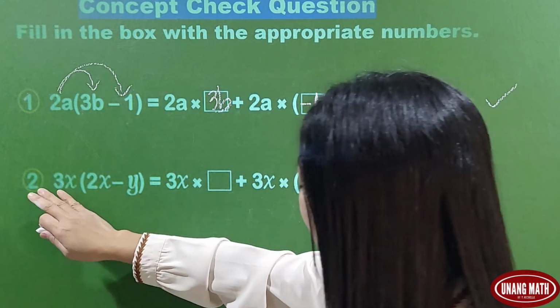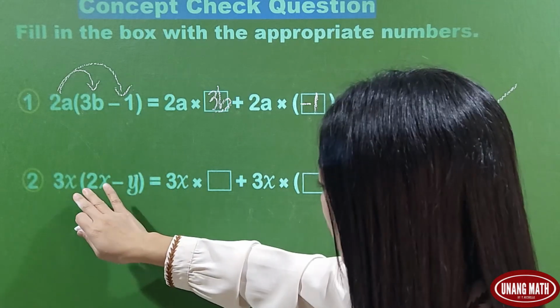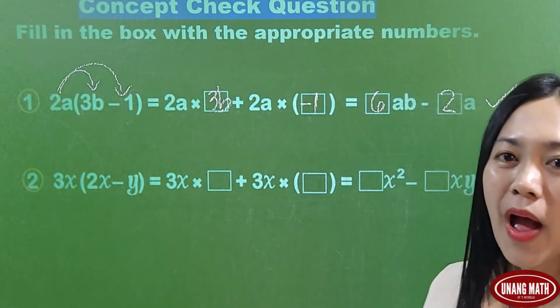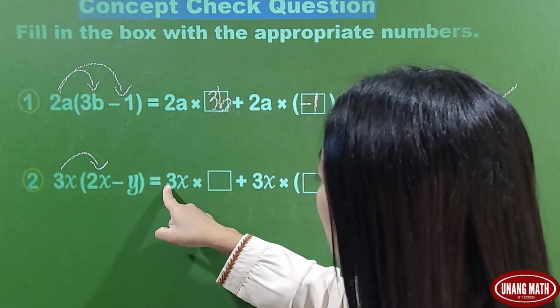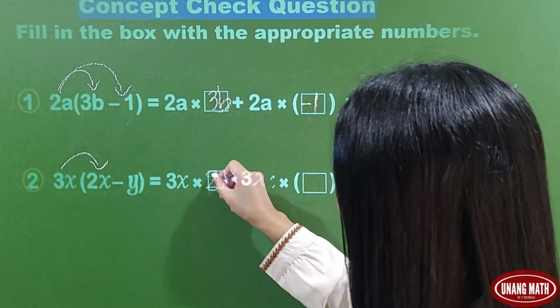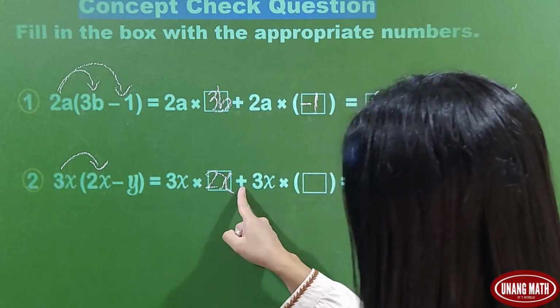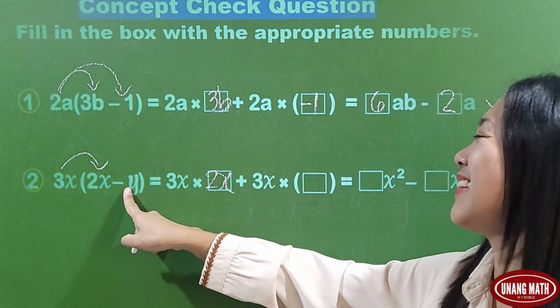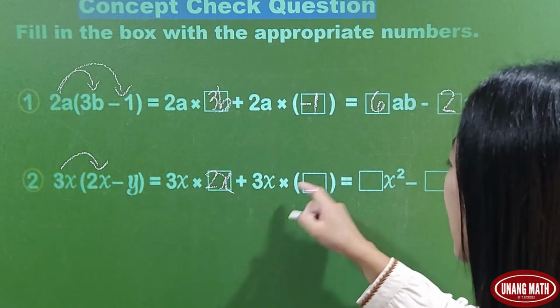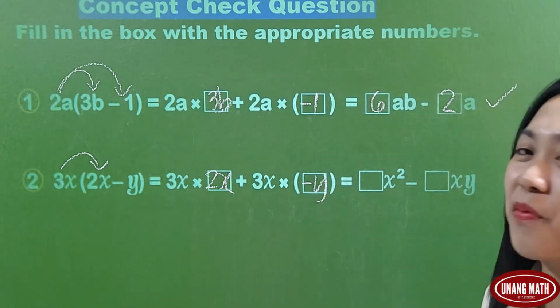What about 3x times this polynomial, 2x minus y? So first, 3x times 2x. And then, we will be adding 3x times negative y.